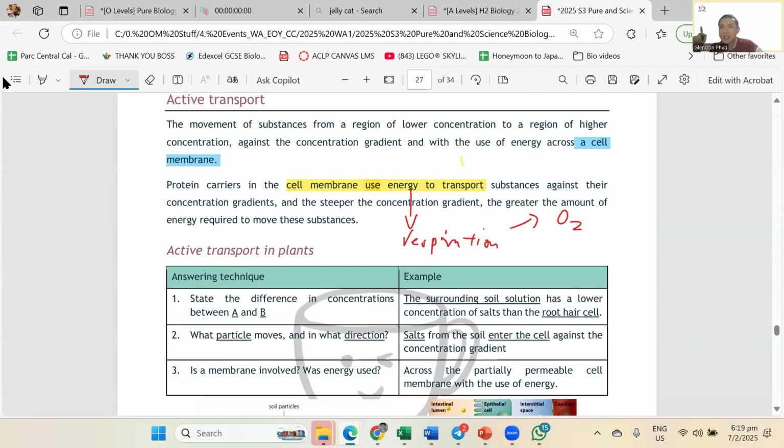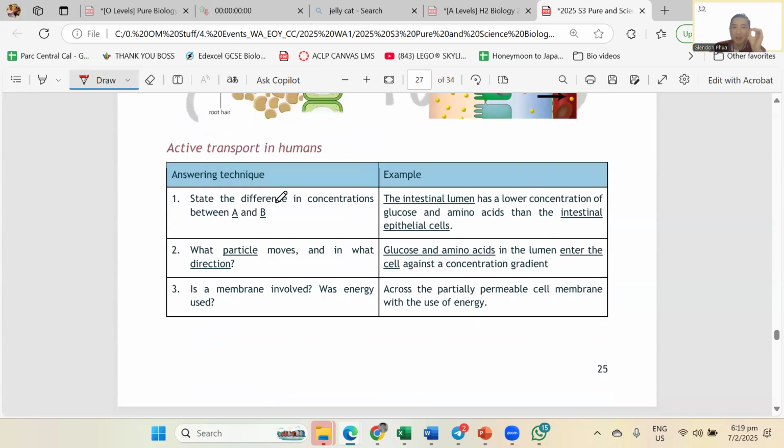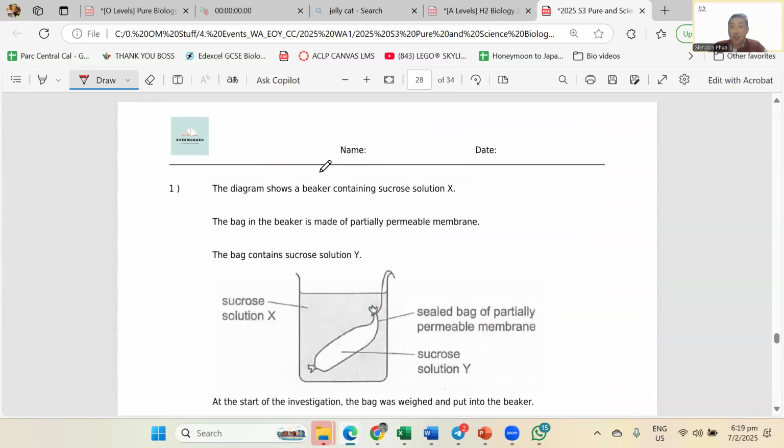Or they tell you this thing has a lot of mitochondria, that one doesn't. How come the one with mitochondria can do this process, the other one cannot? Boom. Mitochondria is to release energy. Once again, respiration, once again, active transport. So that is the tip to answering this part about this topic. Okay, so let's go to the question here.